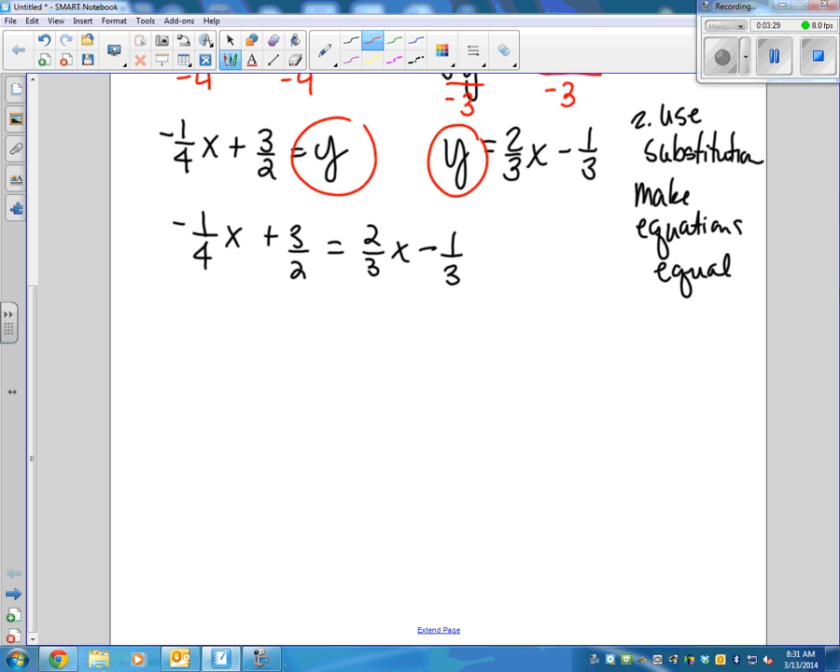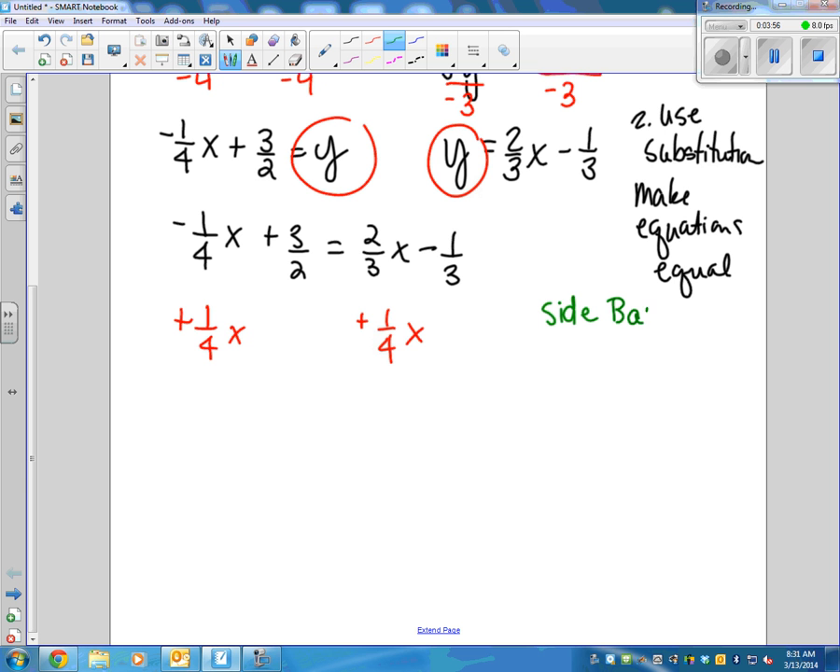All right, so what's my first step in solving this part of the equation? I'm going to combine like terms. Good. So how will I do that? I want to add 1/4 x to both sides. Now, you could go either way, but since this is negative, I want to add it to the other side, right?